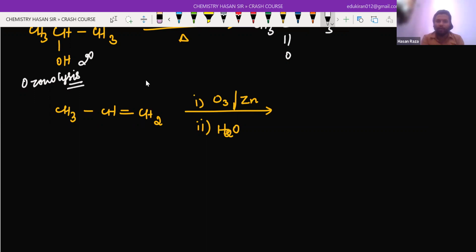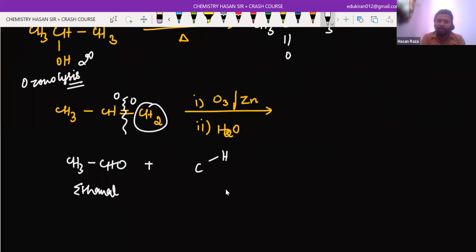Methanol. Okay, very good. So see what will happen. This bond will be broken. Oxygen will be added here. So what you will be getting is CH3CHO. This is your ethanol. And if I'm going to show you this, you can see hydrogen is making single bond. Two hydrogen is there. Double bond O. This is your methanol, not methanol. Okay, very good.